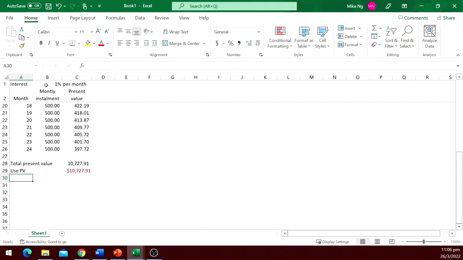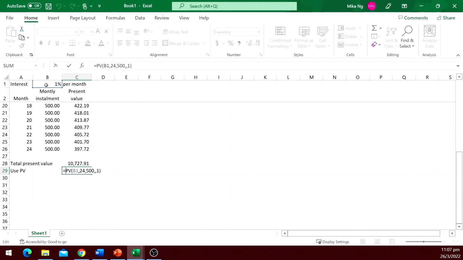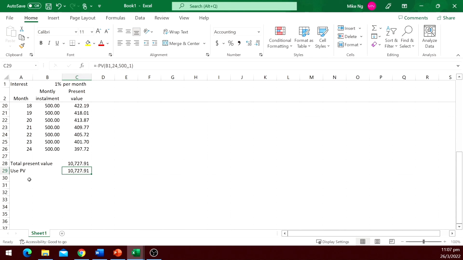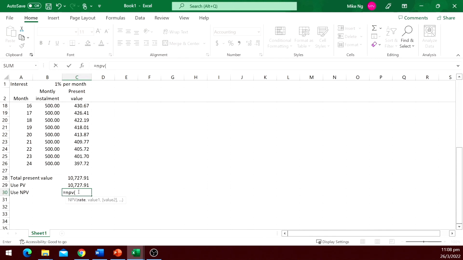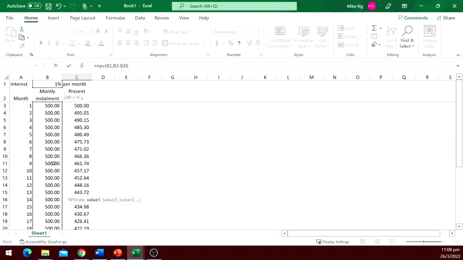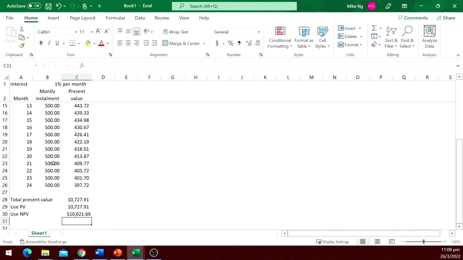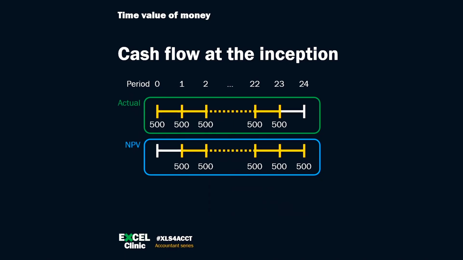Do note that PV function returns present value in the opposite direction of the installment amount to indicate that the cash flow is in a different direction. Alternatively, or if you have inconsistent installments, you can use the function NPV. Equal NPV. The first argument is the interest rate per period. The second argument is the installments. If your first installment is due at inception, you will notice that there is a difference.